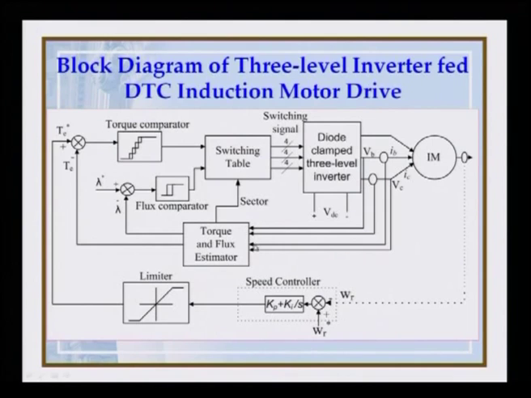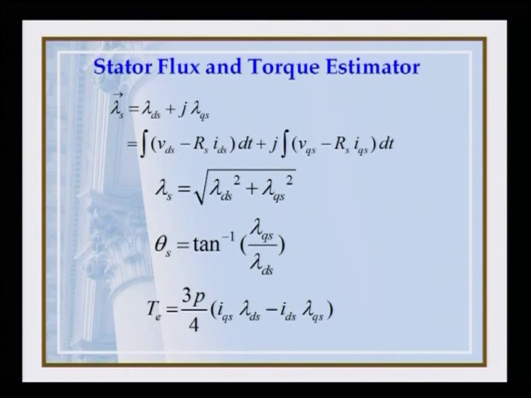So, we can take this information to the torque and flux estimator, which will give us the flux magnitude for the feedback. This is basically the calculated value of flux, the torque magnitude for feedback, the torque of the motor, and the sector information about the stator flux psi s or lambda s. So, we will see how this flux and torque estimator estimates the flux and the torque respectively.